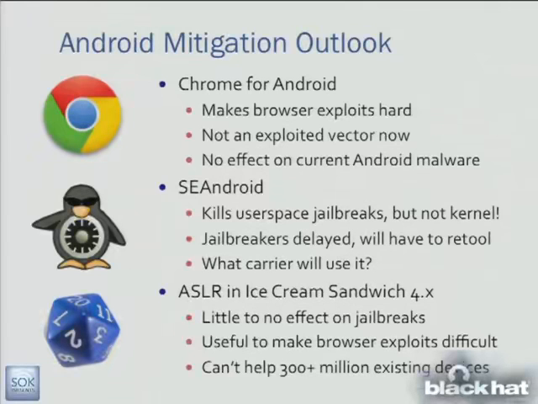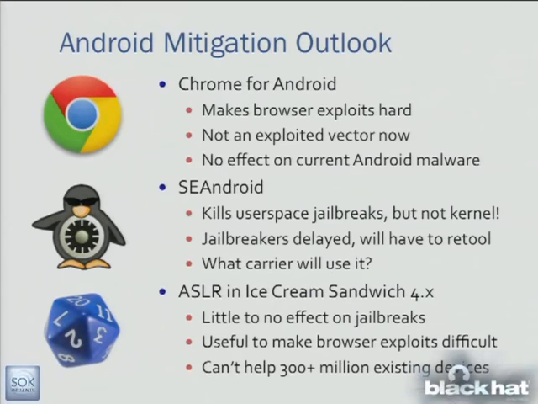What does this look like in the future? Is this going to change? Lots of people are trumpeting the ASLR that was introduced in Ice Cream Sandwich 4.x, right? Chrome for Android is coming out, and it is extremely difficult to exploit, or so they say. And then there's a new project by the NSA called the SE Android project, which had a really great presentation, chock full of great information. I have a reference at the end of our slides, where they claim to be able to prevent every single jailbreak that's effective on Android devices today.